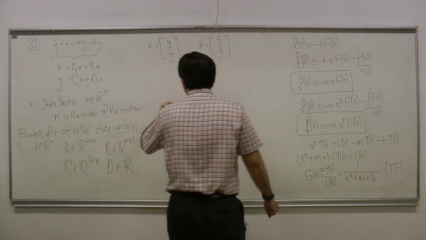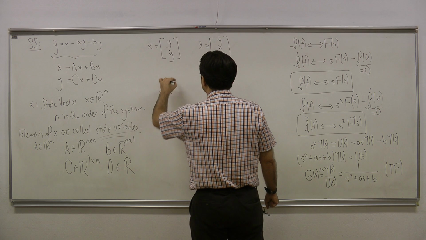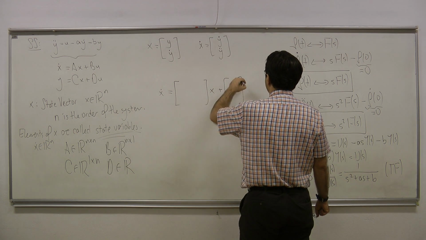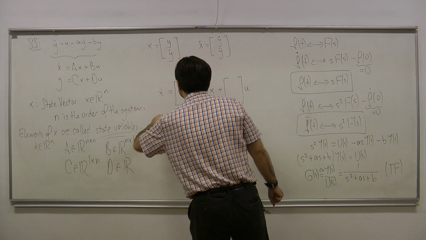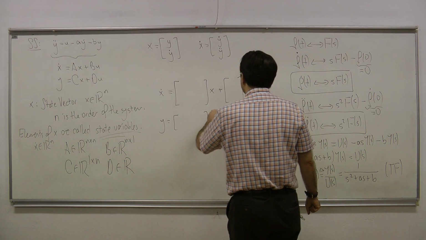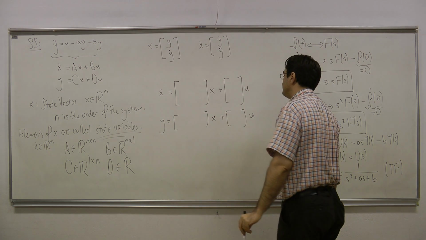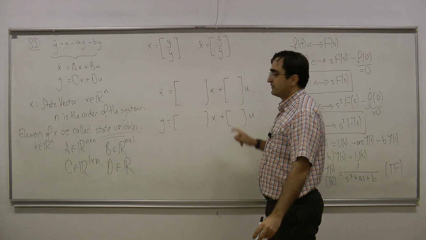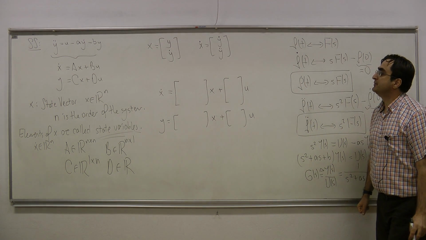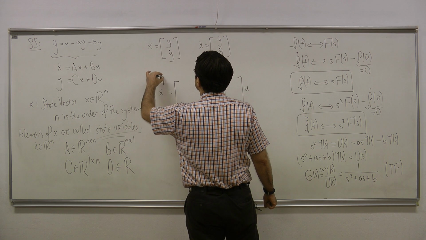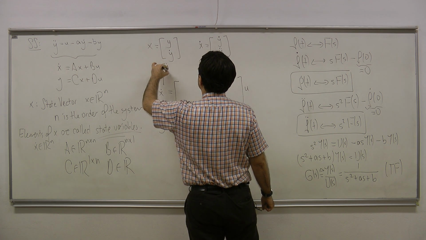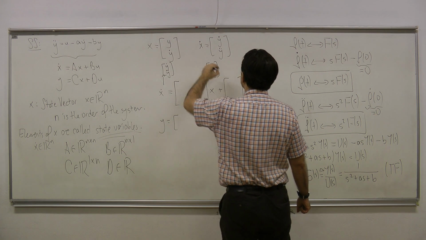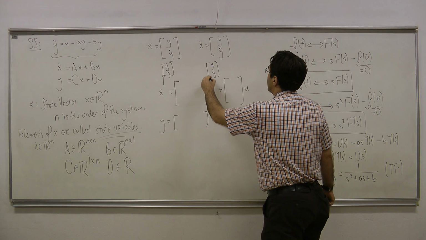So if I write x dot here, I will have a 2 by 2 matrix times x, plus b, which is a vertical vector, times u. And y is equal to a horizontal vector times x, plus d, which is just a scalar, times u. So we need to find what this matrix is and what these vectors and this scalar are. Let me write x dot here. X dot is, as you see here, y dot and y double dot. And x is y and y dot. So this is my x.